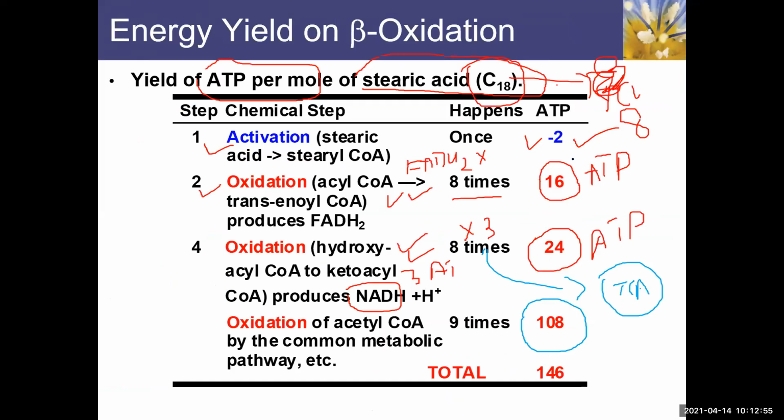So let's add them all together. I have 108 ATP from the TCA cycle, 24 here, 16 here. Can anyone add this and tell me how much it is? 148, correct? So we produced 148 molecules, but how can we forget that we used 2 ATPs? So minus 2 ATPs, my net yield is 146 ATPs.